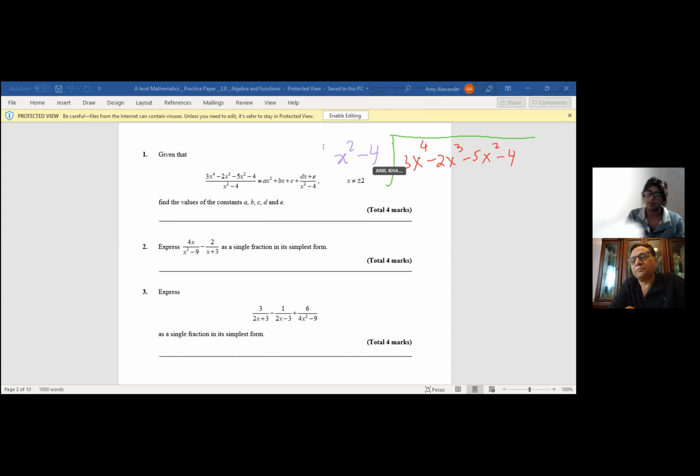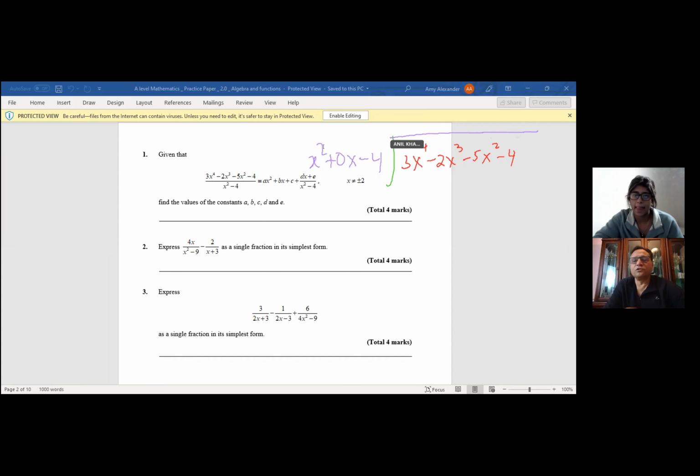Now, since we have x squared minus 4, it is good practice to put a placeholder here, right? You get my point? So plus 0x. So I should rewrite this. This is a very important step. So we'll say x squared plus 0x, and then we'll write minus 4. Is that correct? Yeah. Okay. And then we are going to divide. So now do the long division. Let's check our results. So 3x squared.